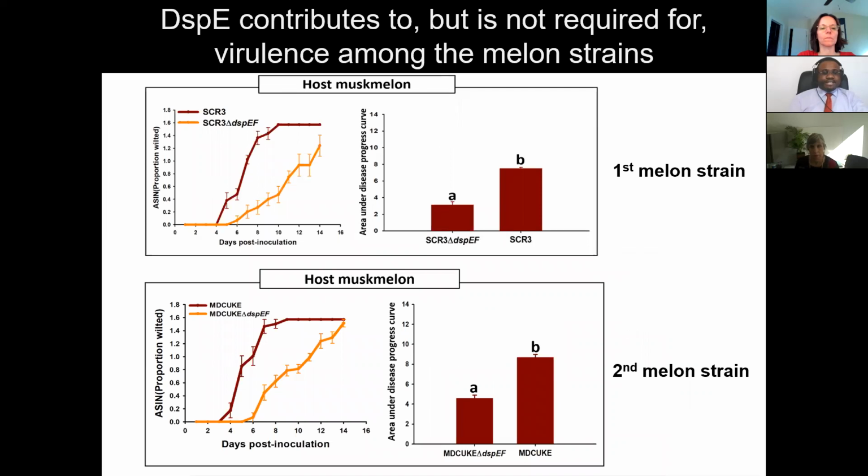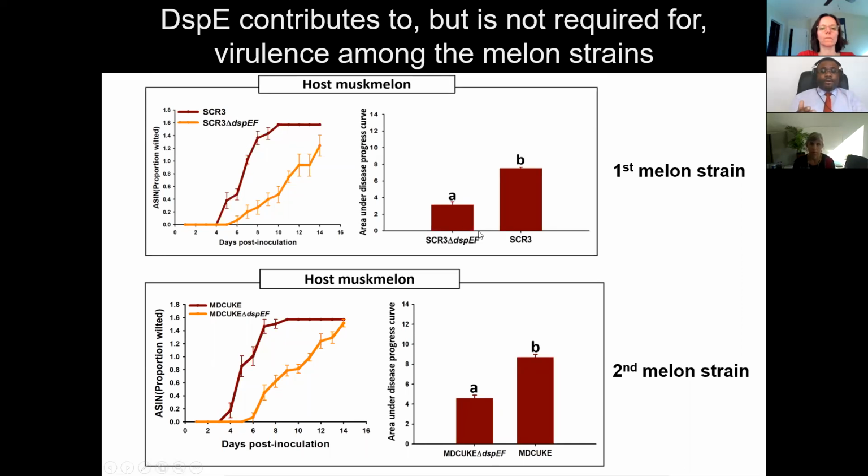To fish for the genetic basis for pathogenicity, we deleted dspE and its chaperone in selected melon and squash strains. A dspE deletion mutant reduced the virulence of 2 different melon strains on muskmelon. So we can actually see here that this is a melon strain. When we deleted dspE, you can see the reduced virulence in both of these 2 melon strains. So this is telling us that we still have some level of virulence left in this particular strain.